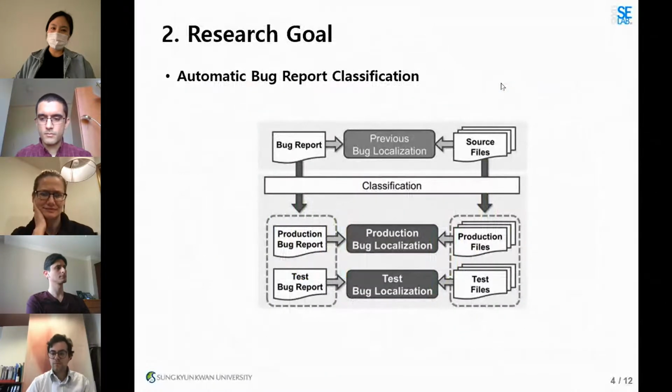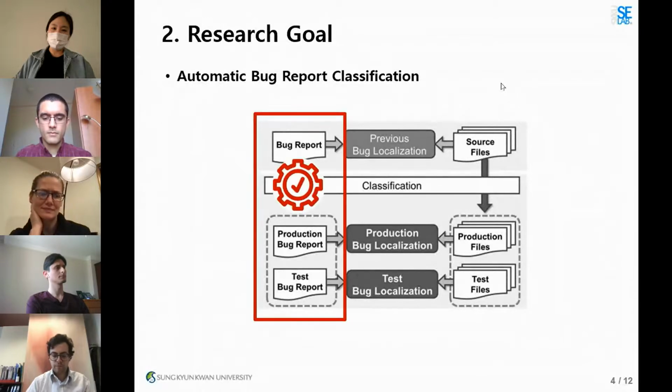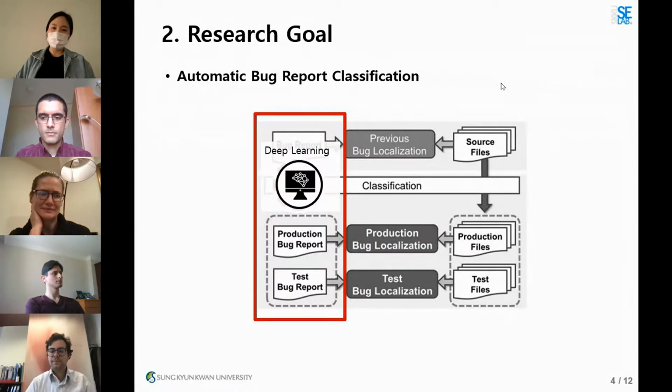Although classifying the bug reports can improve the IRBL, manually reading, understanding, and classifying bug reports is time-consuming. Therefore, an automatic classification method is needed. Deep learning is a feasible and popular solution for automatically classifying documents. However, there are 2 problems when applying deep learning for the bug report classification.